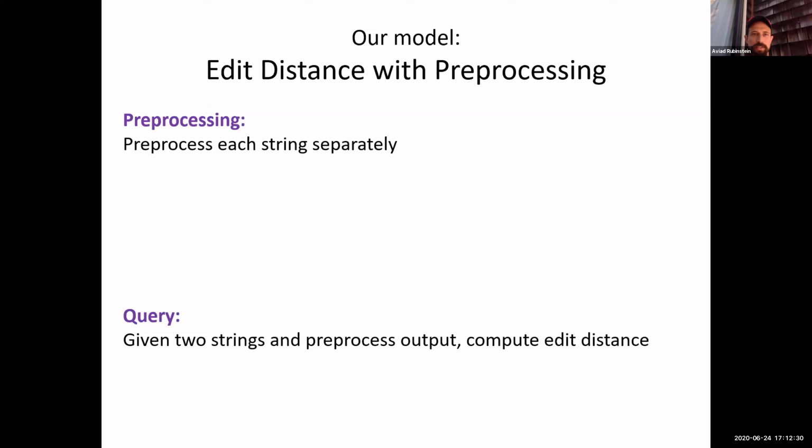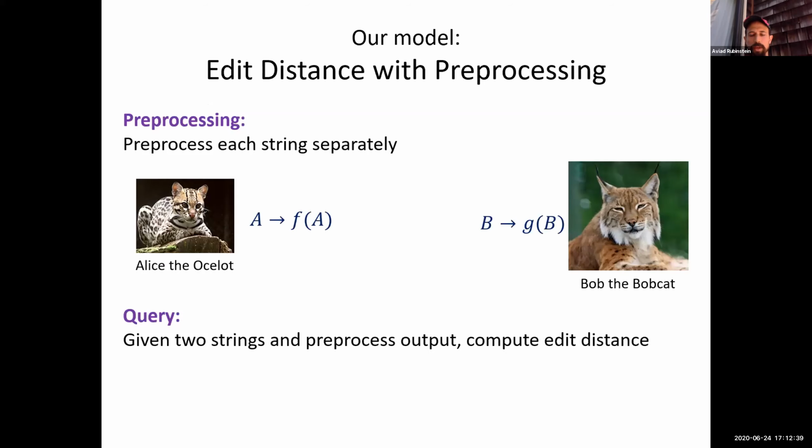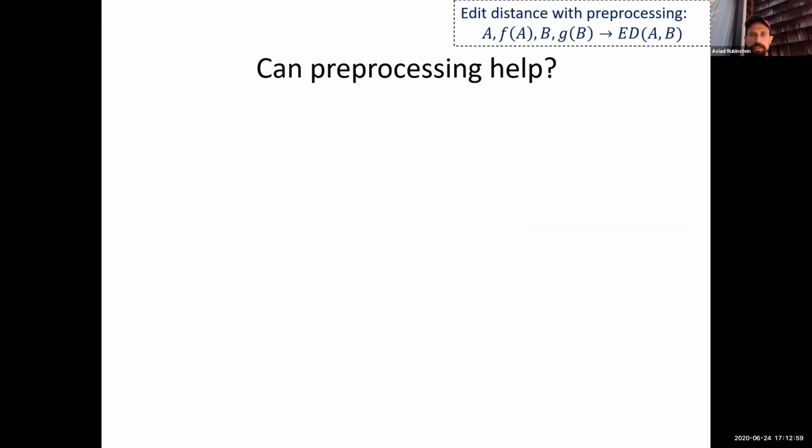So here's our model. There's going to be a pre-processing step where Alice, the ocelot, pre-processes her own DNA sequence, and then Bob, the bobcat, pre-processes his own DNA sequence. Then in the query step, we have two strings together with the outputs of the pre-processings, and we want to compute edit distance. This is the most important slide. This is the model. And once we have this model, we can ask, does a pre-processing step help?